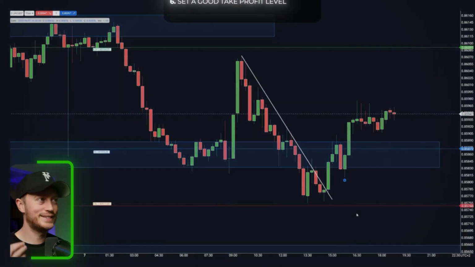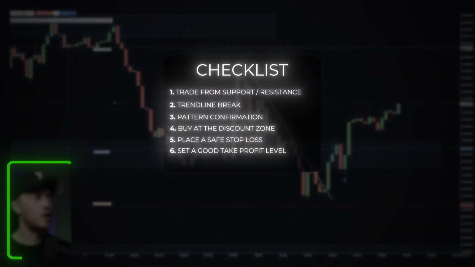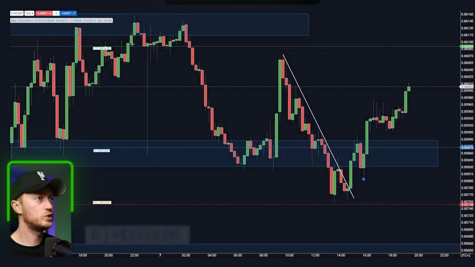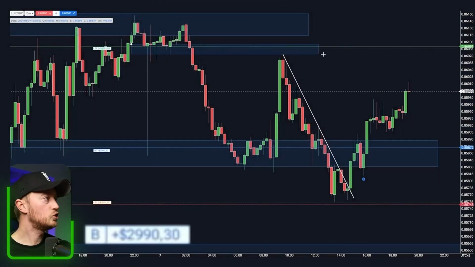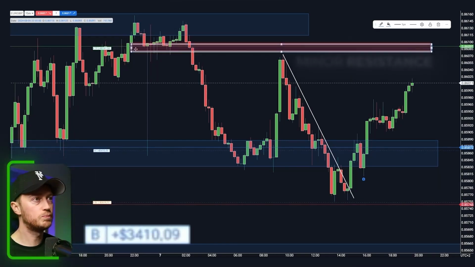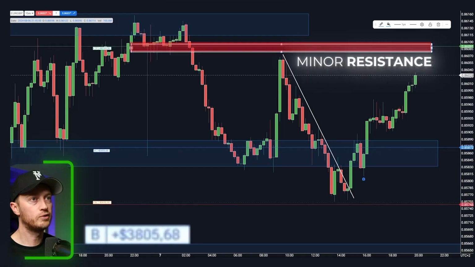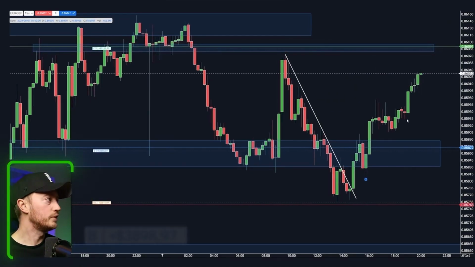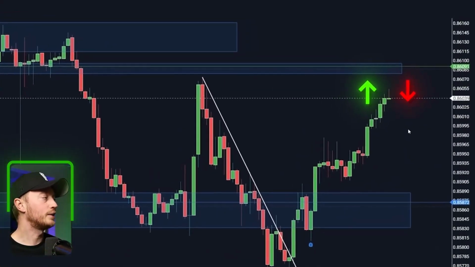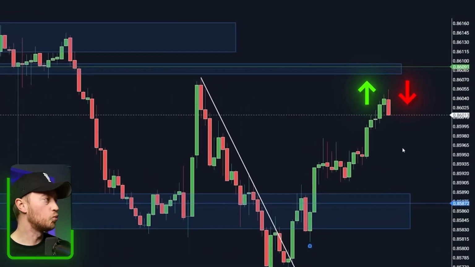And then my sixth step is setting a good take profit level. If we look over at past price over here, this was the area that I targeted. This was a resistance area right here. This was a minor resistance, but if you pull this all the way across here, you can see it was a very strong resistance. I was worried price would hit that level and bounce off that level. So that was the level that I wanted to use.